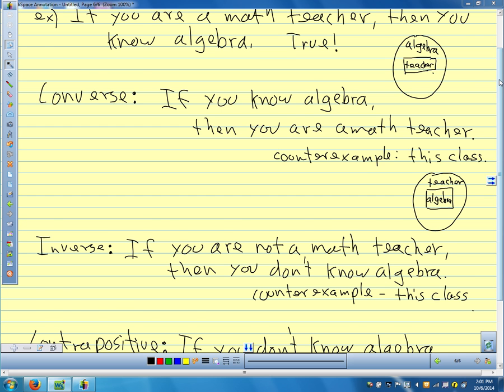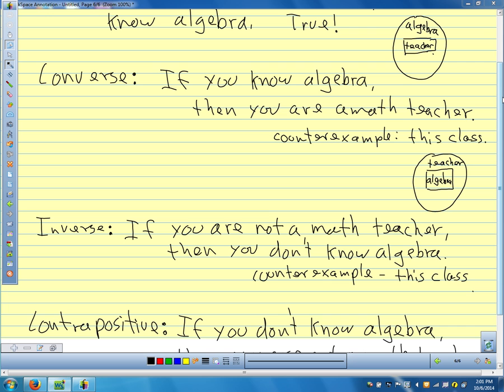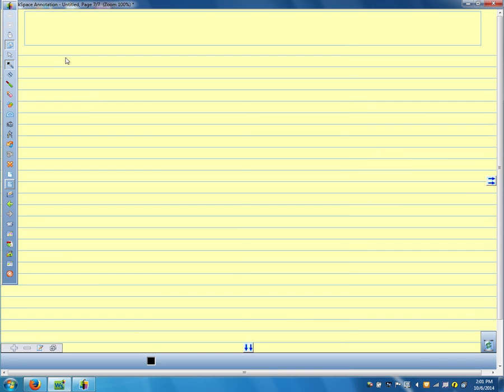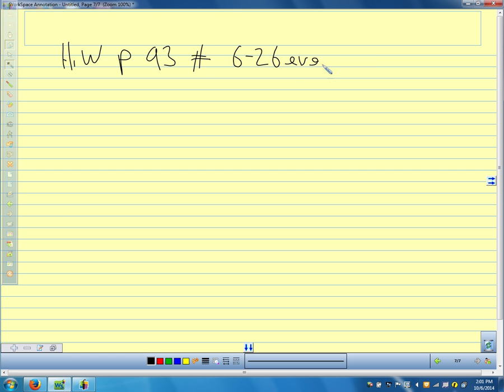All right, questions? So your homework tonight is going to be figuring out truth values, forming inverses, converses, contrapositives, forming negations. So that's what tonight's homework is all about. So our homework, page 93. No, there were problems that we had to do as well. All right, there's the homework.